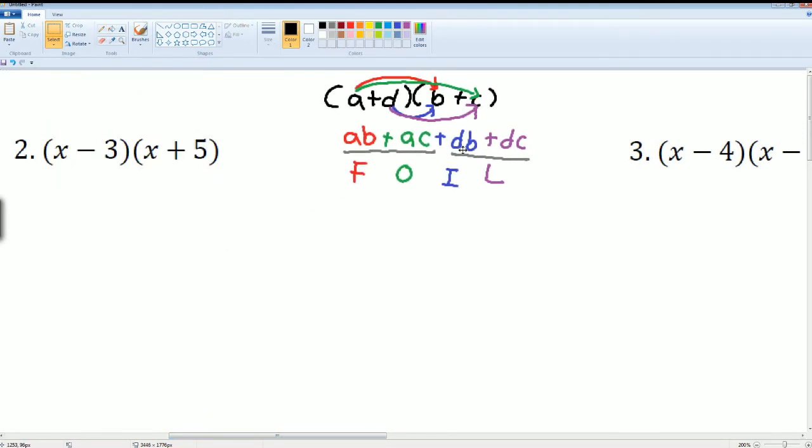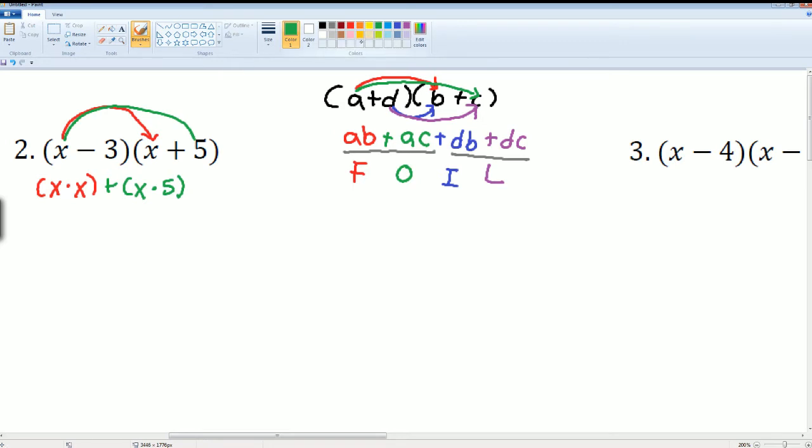Okay. All right, so let's do the next one. Here again, we're going to find the product. So we're going to distribute the first term. First, that's going to be your x times x. Then you're going to have your outer. Your x is going to be distributed to the second term, so that's your x times 5. Good. So here you're done with distributing the first term.